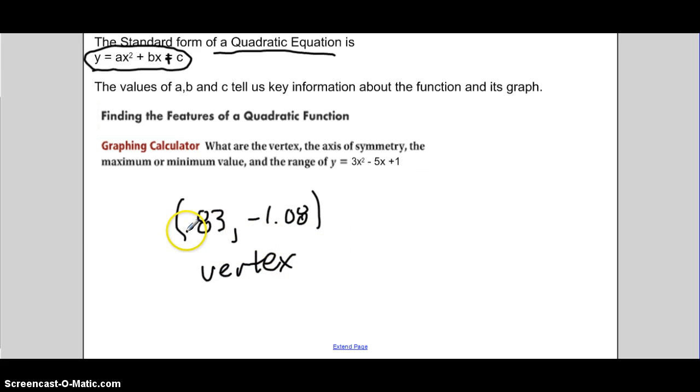Now, the axis of symmetry, as you know, is your h value, right? Remember, these are still h and k. So our axis of symmetry, we're going to abbreviate that now to AOS, and that's going to be x equals your h value here of 0.83.